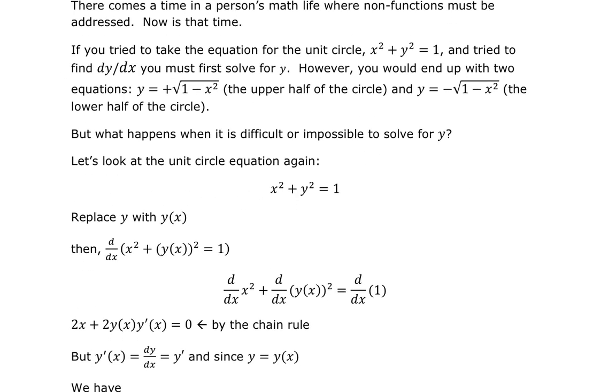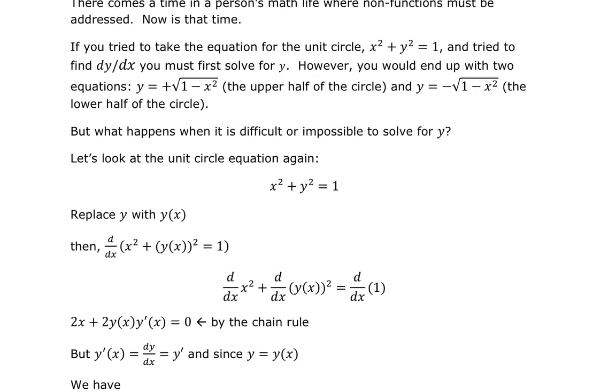Now, if I replace y with y of x, so y is a function of x, then when I take the derivative with respect to x, I'm going to take the derivative of x squared with respect to x, which is just a regular derivative. And then I'm going to take the derivative of y of x, the quantity squared, so d/dx of y squared. This allows me to use the regular chain rule. So I'm going to have the 2 come down out front, multiplied by y of x raised to the first power, and then multiplied by the derivative of y with respect to x, or in other words, y prime of x.